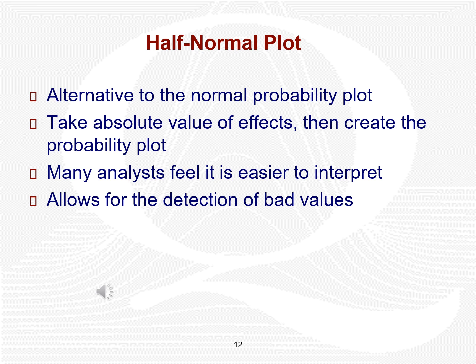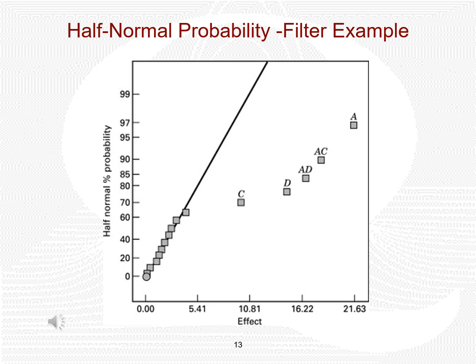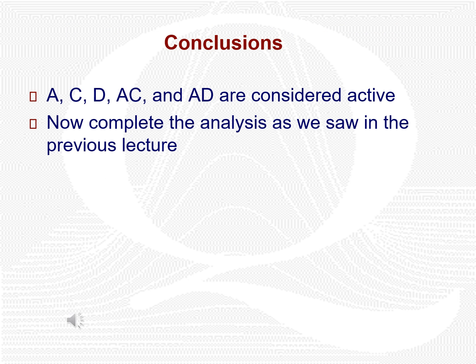If it seems like the effect may not be on the line, do not assume that it is not active. Based on this plot, we get the same results as we did using the normal probability plot. Notice that none of the active effects involve factor B. We will use this to our advantage by projecting the design, so the points that are off of the line are active. From here we would finish the analysis as we did in the previous lecture.